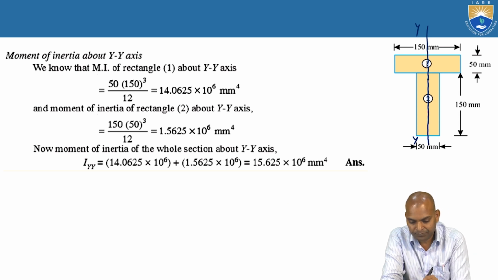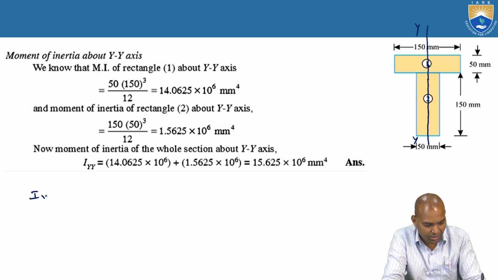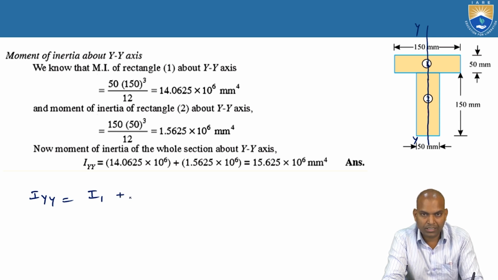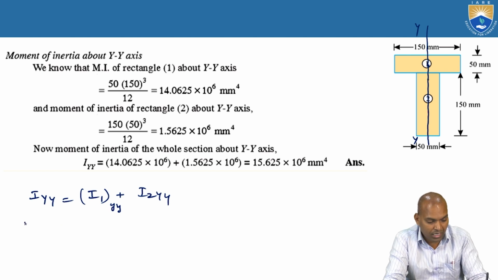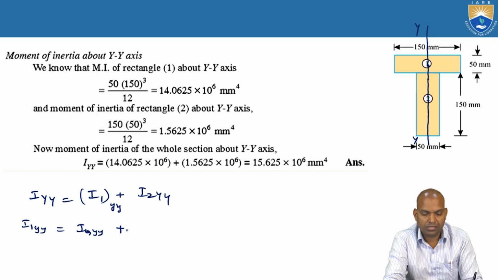How to make it again? Come on, we make it. Simplification. IYY equal to I1 about YY axis parallel to, don't get confused, plus I2 about YY parallel to YY. And here I1 YY equal to IG parallel to YY plus A1 times H1 parallel to YY.